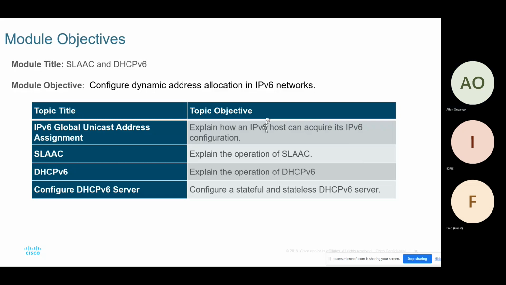So today, the major objective of our study is to configure dynamic address allocation in IPv6 networks. We're going to explain how an IPv6 host can acquire an IPv6 configuration. We'll explain the operation of SLAAC, and then we'll explain the operation of DHCP version 6. And finally, we'll learn how to configure stateful and stateless in a DHCP version 6 server.